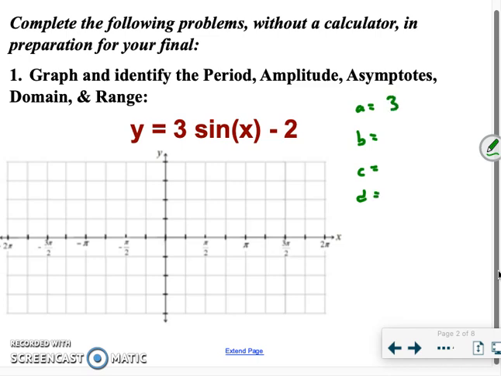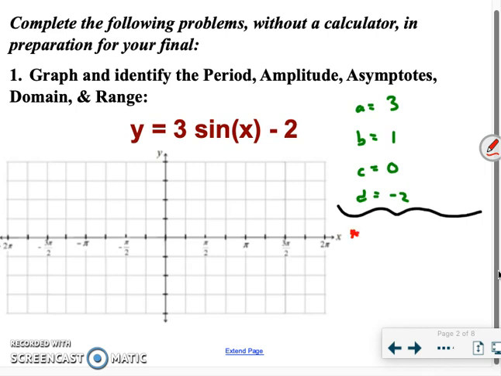So A in this problem is going to be 3, the coefficient in front of our trig function, excuse me. B is going to be 1, the coefficient in front of our x term. C is 0, that's the amount that's being subtracted from x within those parentheses. And then D would be -2, the amount that's being, in this case, added or subtracted from our entire sine function. So once we know A, B, C, and D, we can now use this information to start to make some judgments on the rest.